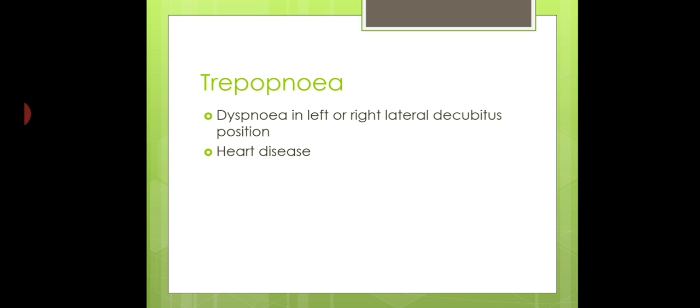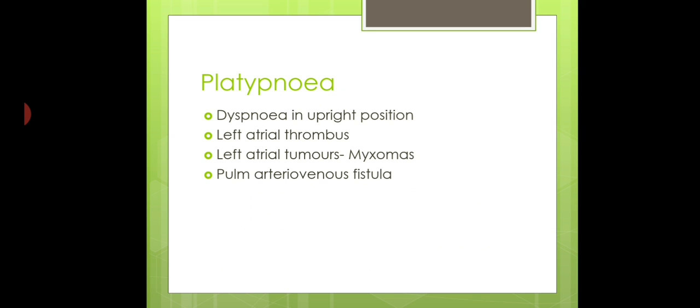Next, trepopnea. Trepopnea is dyspnea in left or right lateral decubitus position, occurs in heart disease. Platypnea. Platypnea is dyspnea in upright position, occurs in left atrial thrombus, left atrial tumors like myxomas, pulmonary arteriovenous fistula. Pulmonary arteriovenous fistula, for example, in hepatopulmonary syndrome.